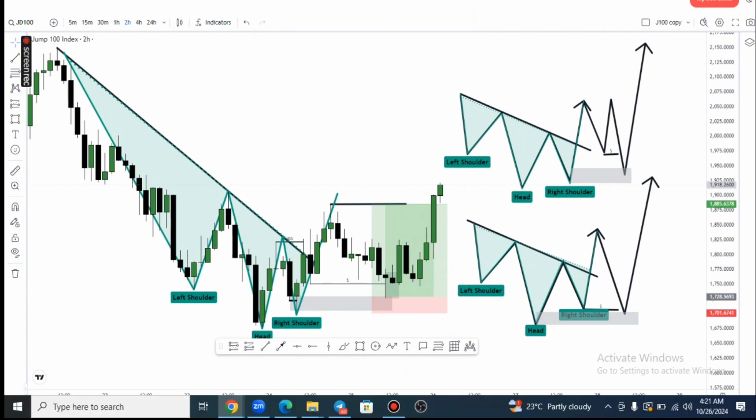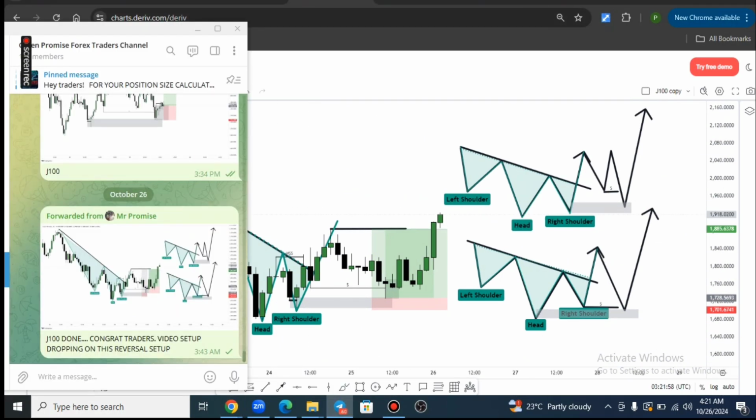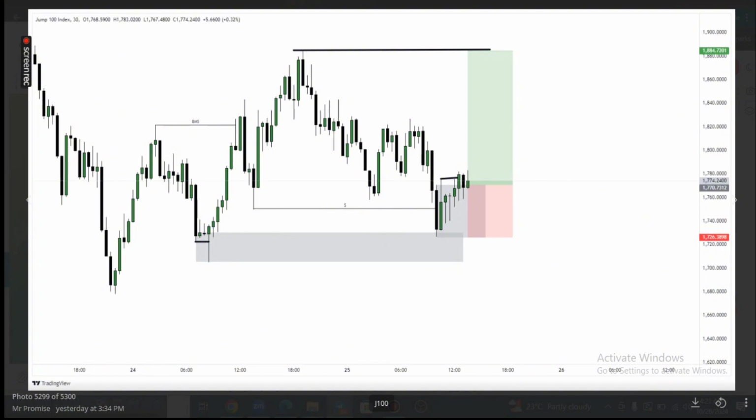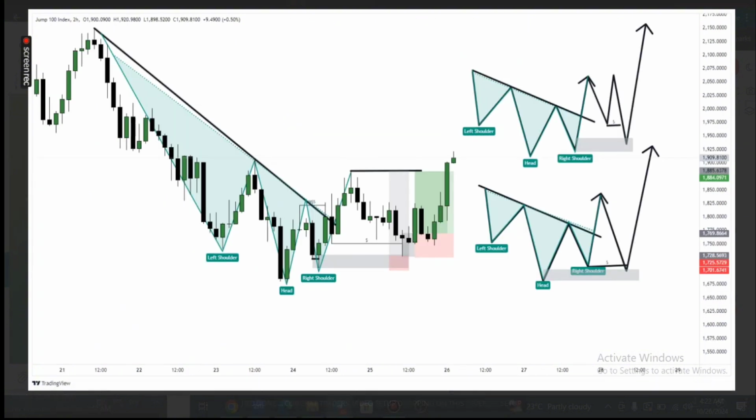Check out this reversal setup I took. I took this reversal setup right here on Jump 100, and it was a beautiful reversal setup. Actually, I saw the setup late, so this was how the setup was framed, and this was the setup hit TP. So this was a reversal setup.